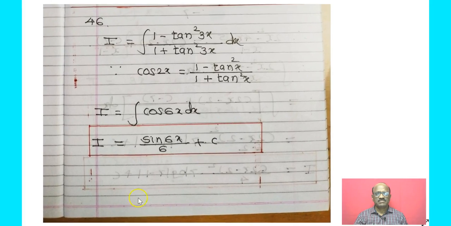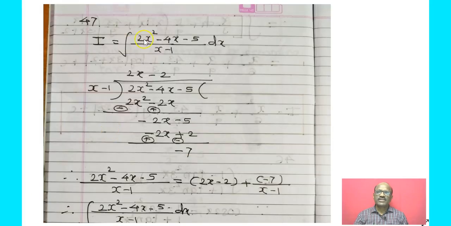Now next problem. Again I is equal to the integral of (2x square minus 4x minus 5) upon (x minus 1) dx. Now 2x square minus 4x minus 5 is divided by this polynomial, x minus 1. Here the term is 2x square, and here is x. By which term should we multiply this x to get 2x square? The term is 2x. Now multiply this 2x to the x, then it becomes 2x square. 2x into minus 1 becomes minus 2x.